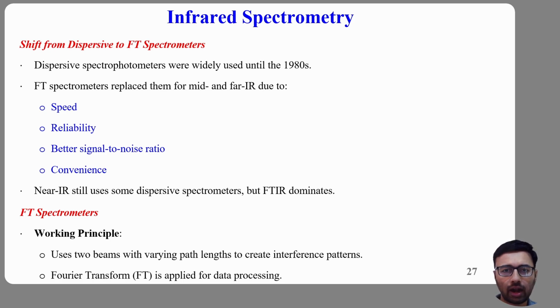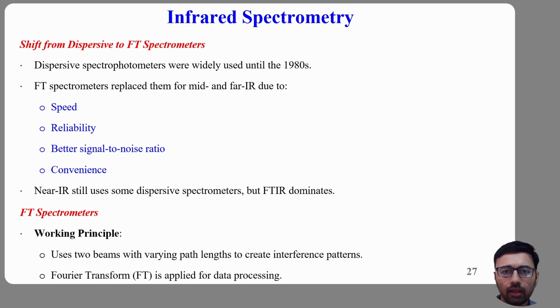The fourth advantage is better energy throughput. Now, this point is extremely important. In a dispersive spectrometer, the monochromator selects only a tiny fraction of the available radiation at any moment. Most of the source energy is effectively discarded, but an FT instrument uses nearly the entire radiation beam simultaneously. This dramatically increases optical throughput and sensitivity.